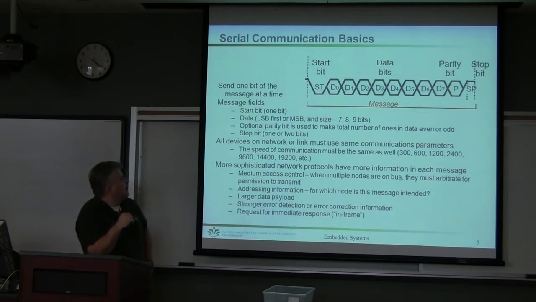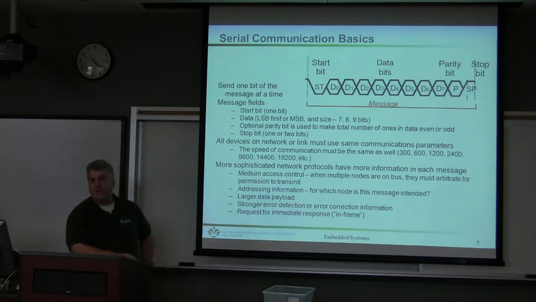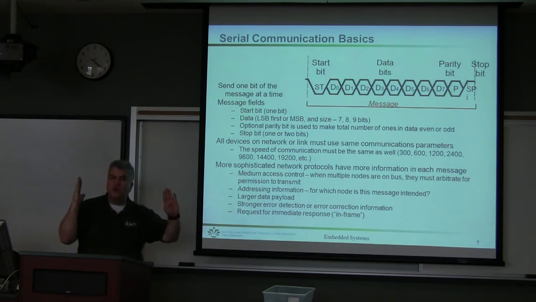So in our message, in this case, we have one start bit. We're sending 8 data bits. That's a nice byte, right? And then a parity bit at the end, which will be used to make the number of ones either odd or even. That's where you've heard the words even or odd parity, right? So the devices that you're communicating between also have to agree on a certain speed.